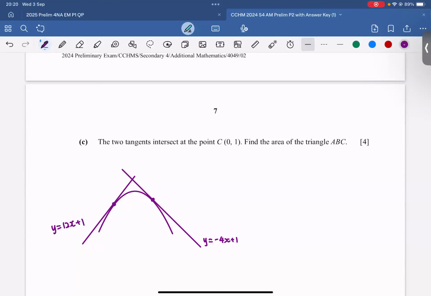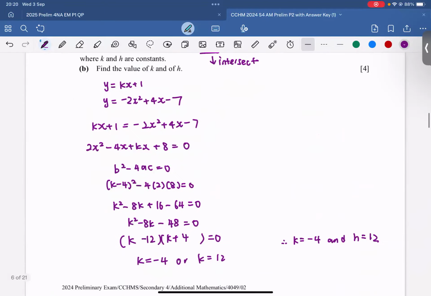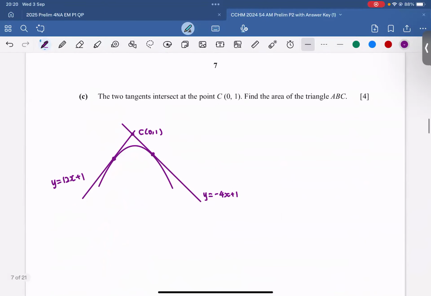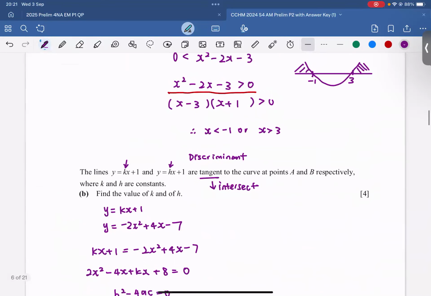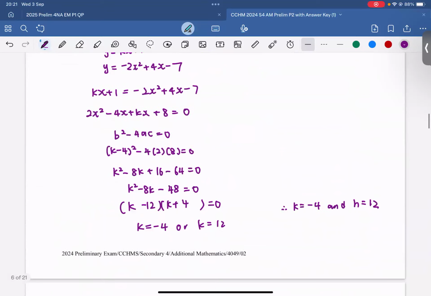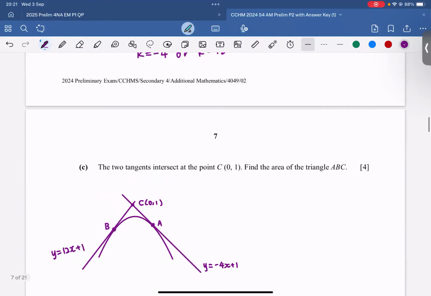So you need to find a, b, c. So this point is point c, 0, 1. Then you have to find the 2 point of intersection, which is a and b. So this cuts at a. So this is a, this is b. Okay, to find a and b, we actually need to solve simultaneous equation, or you can do differentiation also, since you know the gradient already. I think differentiation will be easier.